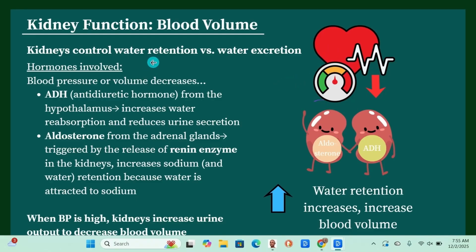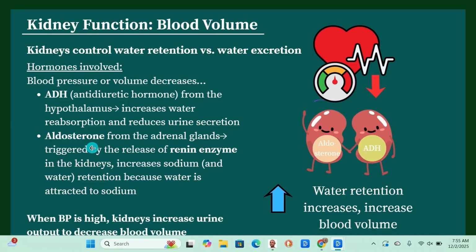When blood pressure or blood volume decreases because we don't have enough water, the hypothalamus starts to release a hormone called antidiuretic hormone. And that increases water reabsorption and reduces urine secretion. Antidiuretic hormone goes to the kidneys, and it tells the kidneys, keep more water because we need it, or else we won't be hydrated enough for our bodies to do what they need to do.